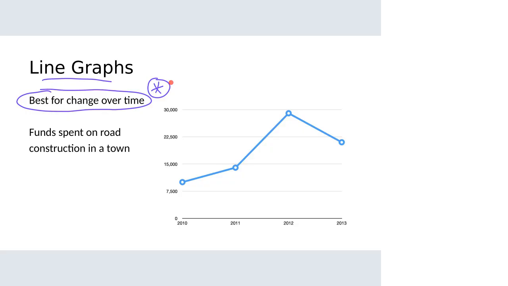Here we have funds spent on road construction in a certain town in 2010, 11, 12, 13, and we can see here's how much they spent in 2010, here's how much they spent in 2011, 2012, and 2013. And then essentially to make this line graph, we just connect the dots. And so we draw in our lines to make a line graph.